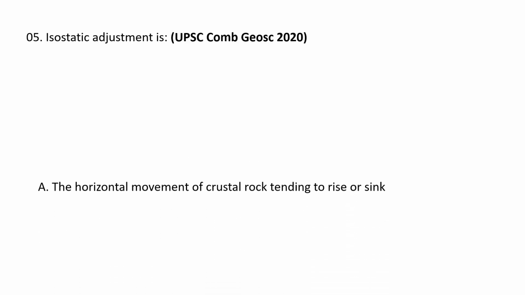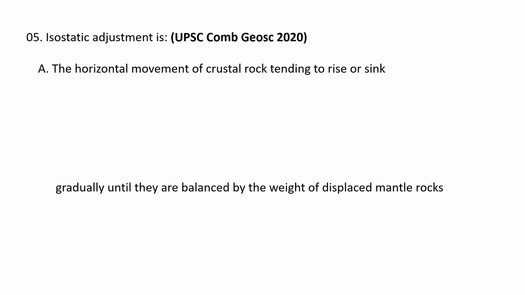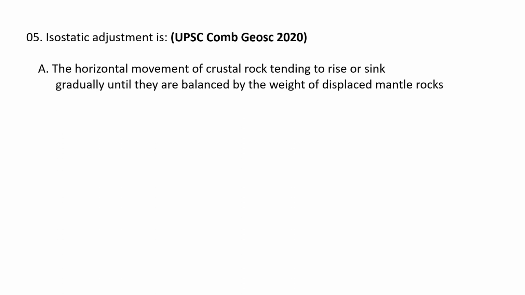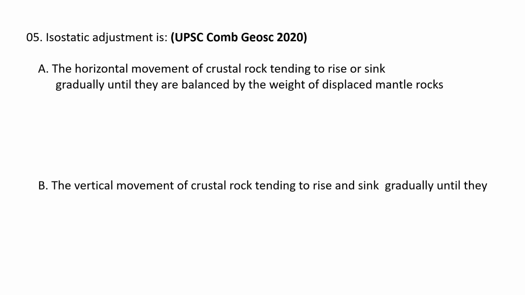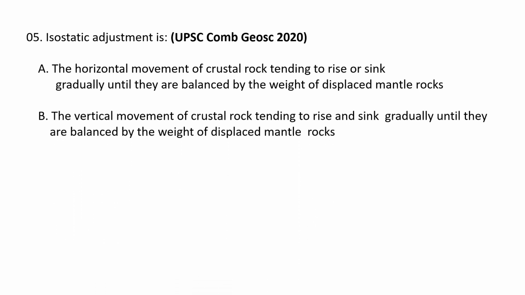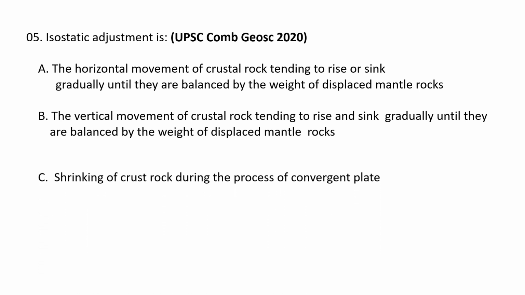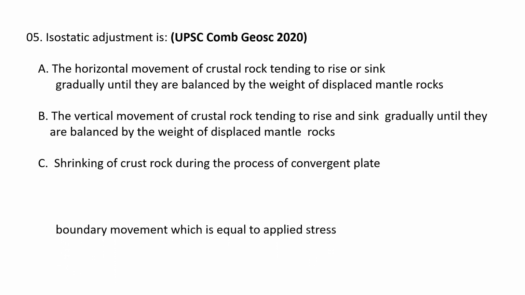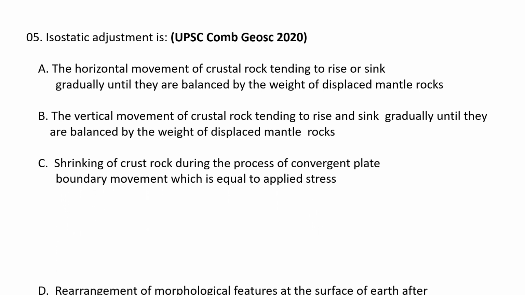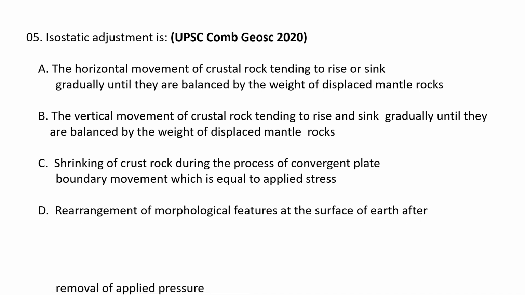Next question. Isostatic adjustment is A. The horizontal movement of the crustal rock tending to rise or sink gradually until they are balanced by weight of displaced mantle rocks, B. The vertical movement of crustal rock tending to rise and sink gradually until they are balanced by the weight of the displaced mantle rocks, C. Shrinking of the crust rocks during the process of convergent plate boundary movement, which is equal to applied stress, and D. Rearrangement of morphological features at the surface of the earth after removal of applied pressure.